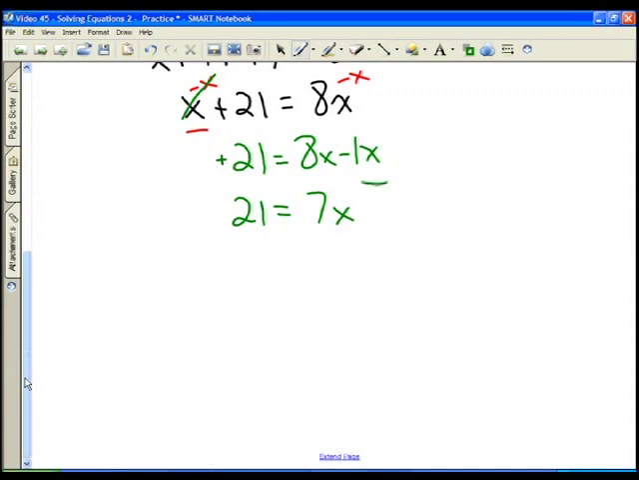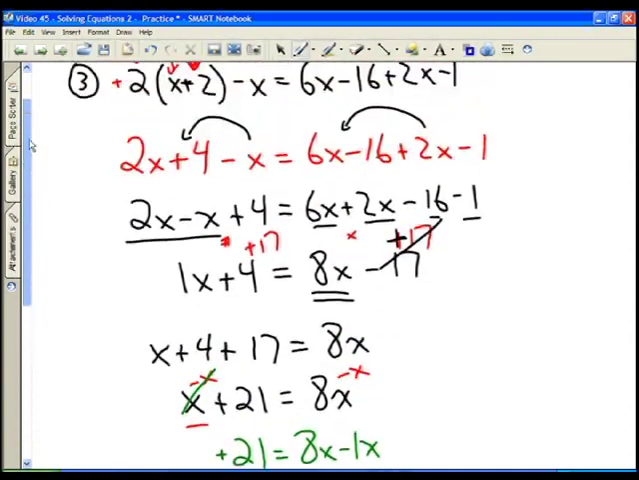And I'm almost done here. I notice here it's 7 times x, so the operation is multiplication. And so in order to get rid of the 7, to get the x by itself, I need to divide both sides of the equation by 7. The 7's cancel. On the right-hand side, I'm left with x. And on the left-hand side, I'm left with 21 divided by 7, which is 3.